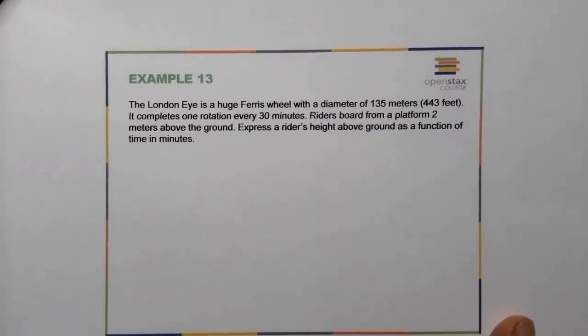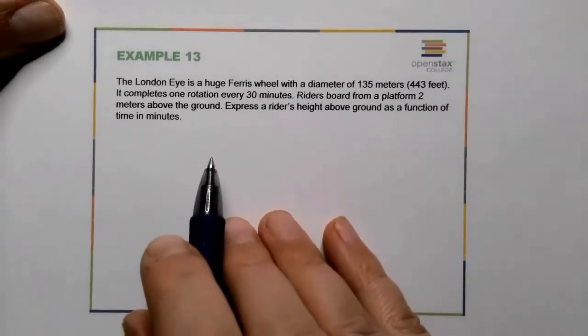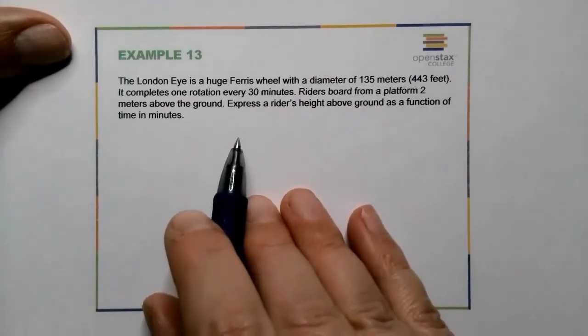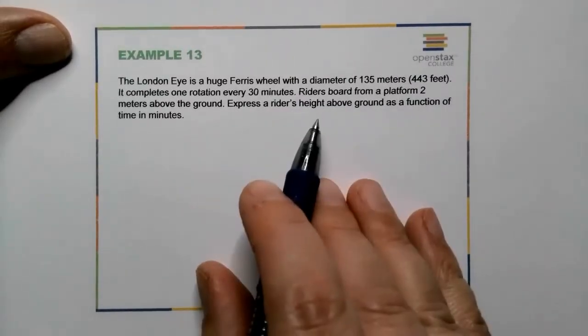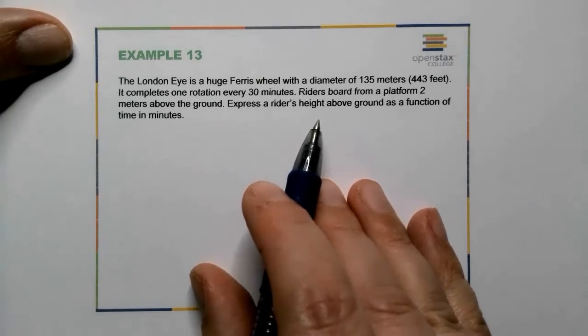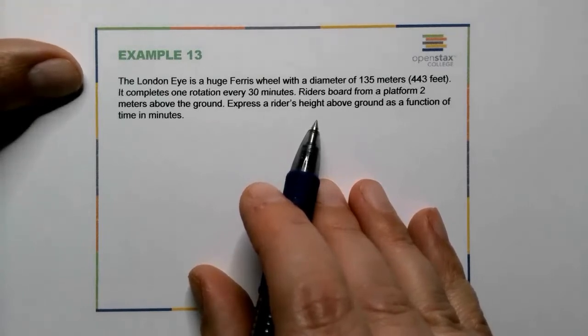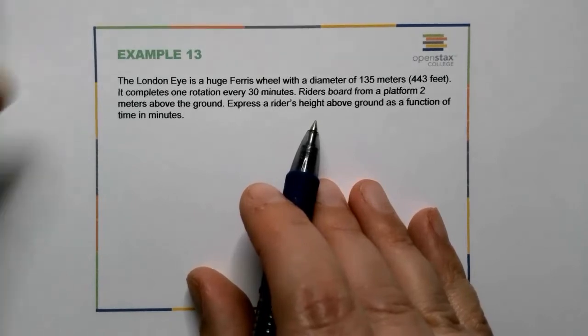It's actually quite similar, but different at the same time. It says the London Eye is a huge Ferris wheel with a diameter of 135 meters. That's 443 feet. It completes one rotation every 30 minutes. Riders board from a platform 2 meters above the ground. Express a rider's height above ground as a function of time in minutes.